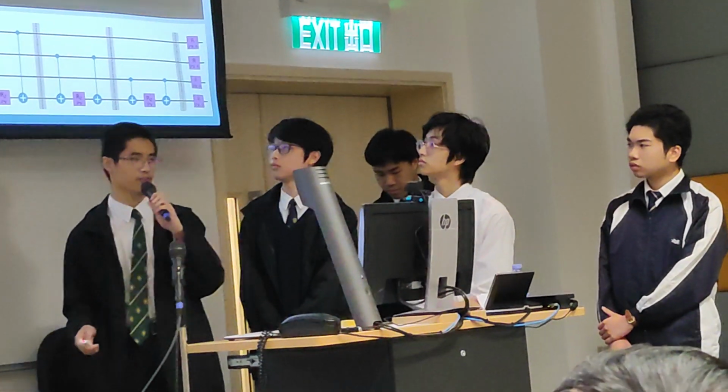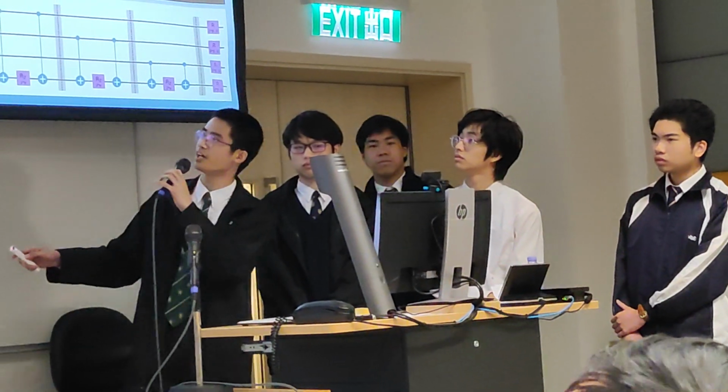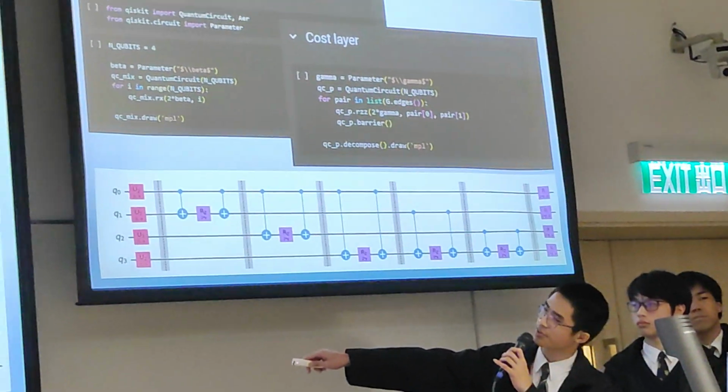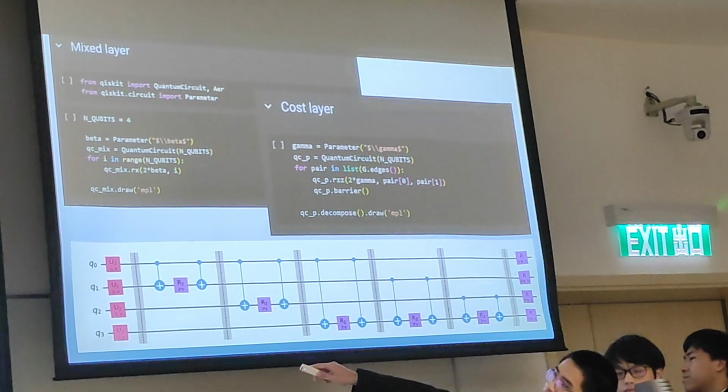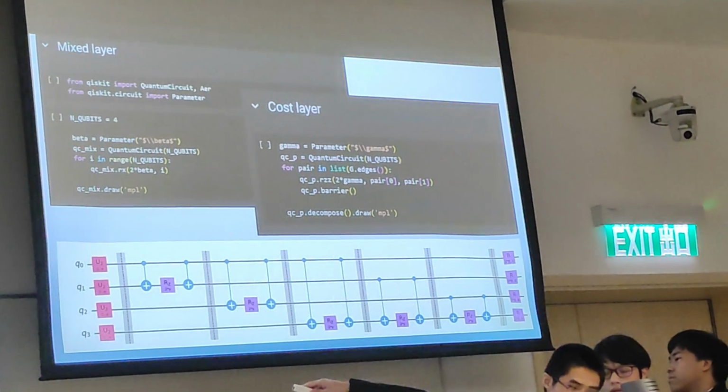So now let's move on to the implementation of the algorithm. This is the quantum circuit for the mixer layer and cost layer. We can take a look.